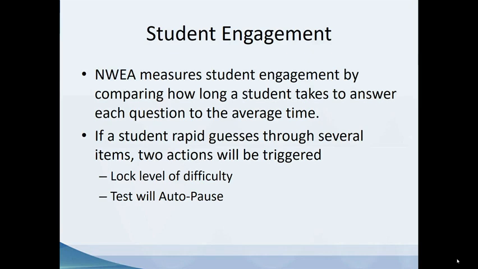MAP has tools to help make sure students are engaged in testing. There are many ways students may exhibit disengagement from testing. One way is by rapidly guessing. NWEA monitors this by comparing how long it takes a student to answer each question to the average amount of time students take to answer the same question.